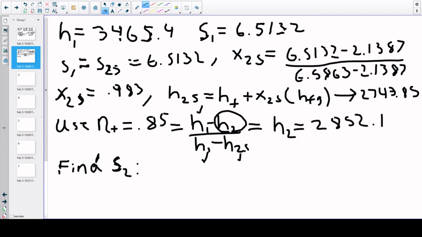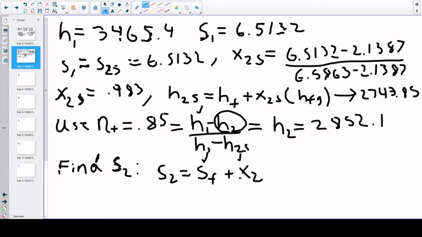So to find S2, we have to first see where H2 lies. Like where does state 2 actual lie: in the mixture region, superheated, subcooled, etc. And so with this relationship that I'm getting ready to write, this is how you would find it if it was in the vapor region.